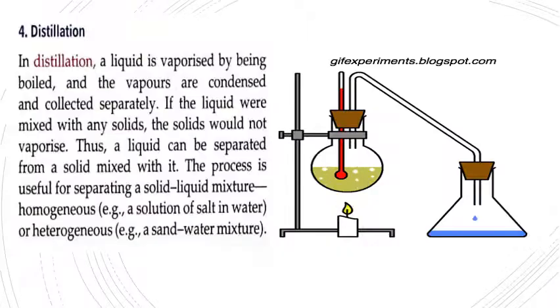Next process is distillation. In distillation, a liquid is vaporized by being boiled and the vapors are condensed and collected separately. I hope you know the meaning of evaporation and condensation, right? So vaporization and condensation you know. In this process, both are taking place. Firstly, the liquid is vaporized and the vapors condense and are collected separately.